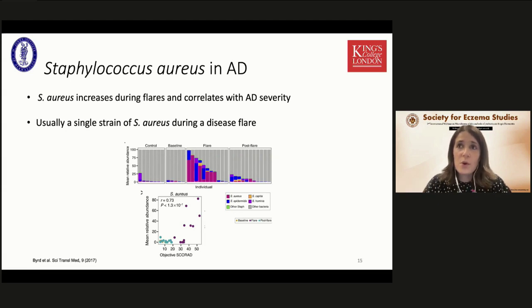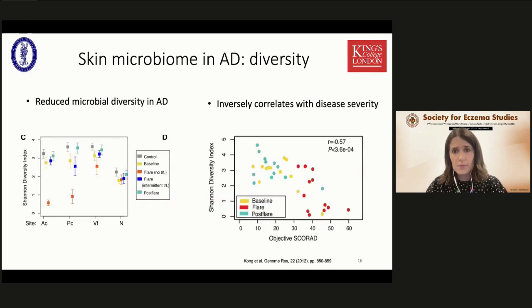So we know that there's over 200 different strains of Staph aureus, and these have quite high variability in their genomes and in their functions. And it's suggested that during flares of AD, it's a single strain that really increases. So suggesting that it may be strain properties of Staph aureus that are important in atopic dermatitis. It's also known that the overall skin microbiome diversity is reduced in atopic dermatitis, which is shown here by these orange boxes at different skin sites during flares of AD. And the skin microbiome diversity has also been shown to inversely correlate with severity of the disease.